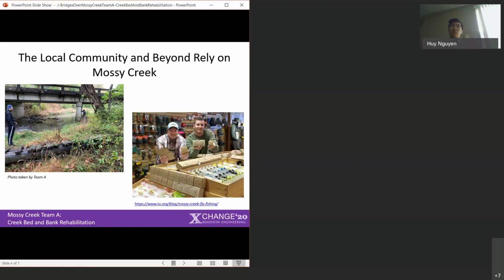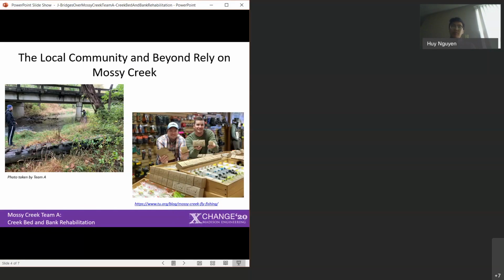So why choose Mossy Creek in particular? Well, for starters, in August of 2018, there was a 100 years flood event, or in other words, a flood that has a 1% chance of occurring in a particular year. This flood washed away some bridges that our client and the local community had built along the creek within their properties. An example of one of these bridges is pictured on the left, composing of telephone poles with wooden planks attached.